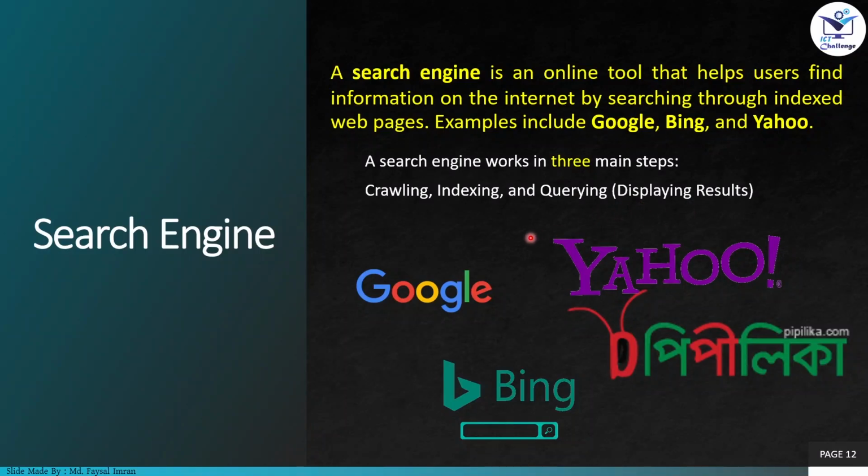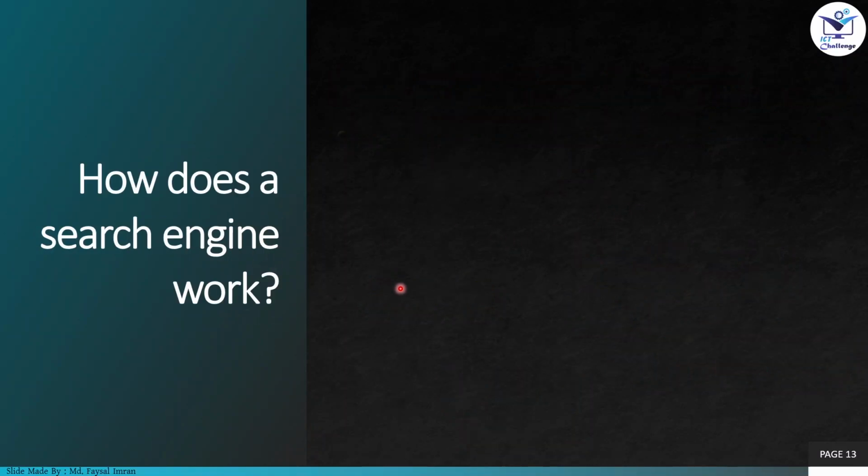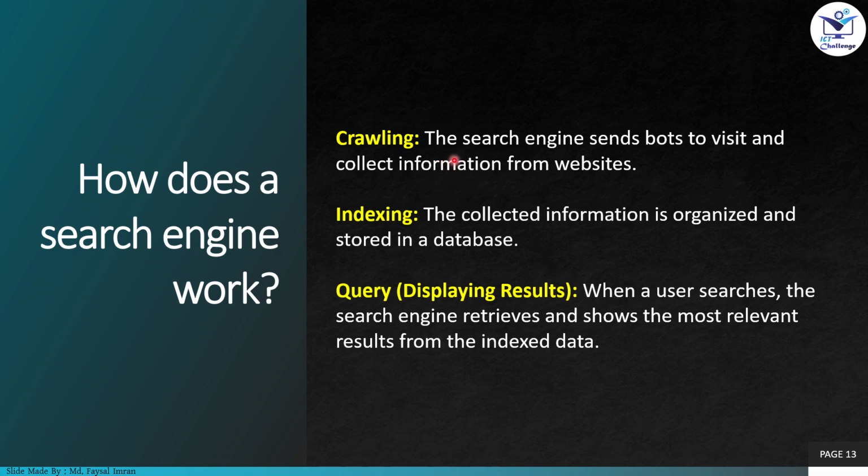So querying means displaying the results. Here, how does a search engine work? At first, crawling. Crawling means if you search anything, the search engine sends bots or robots, you can call them virtual robots. You can't touch those robots. They just work inside the computer or inside the internet. When you search anything, the search engine sends the robots to the server and collects the information from the websites or from the server. They actually search and collect the data from the server, because we already know everything is stored in a server, right? So at first crawling works, after that indexing.